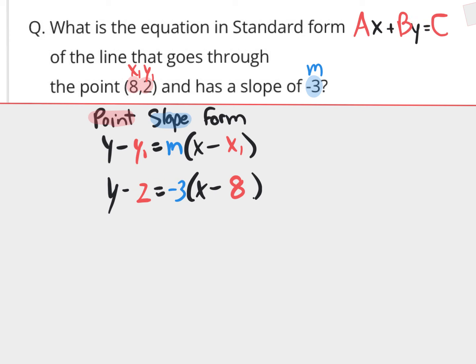In this form over here, we definitely don't have these parentheses. So I need to get rid of these parentheses. How do I get rid of the parentheses? I'm going to distribute the minus 3. Minus 3 times x is a negative 3x.